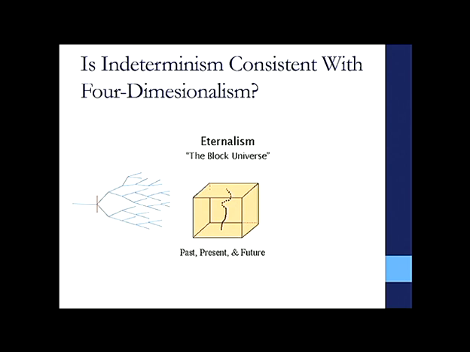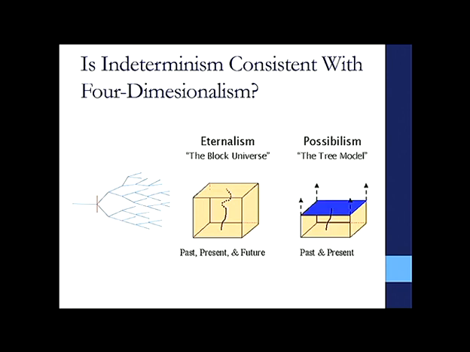Now here's an interesting variation on the eternalist four-dimensionalist picture. There's a way of being a four-dimensionalist and embracing the forking paths view, the indeterminist picture. This is called Possibilism, and it's the idea that the past and present exist and are equally real, but the future does not yet exist. So we're moving into the future. The wave is moving forward, and the future is becoming, but does not yet exist. So the future is not real. But the past and the present are.